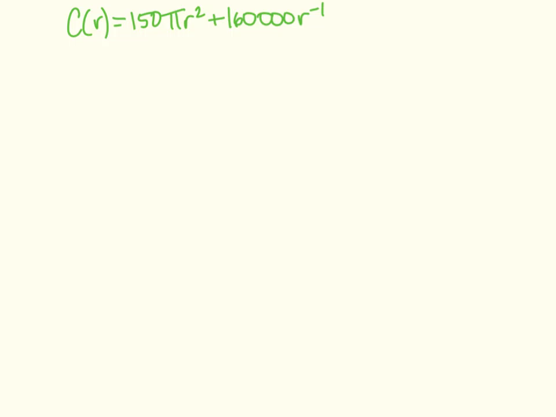Now, since we want to optimize the cost, we need to take the derivative. And remember, when you're taking the derivative of this, that pi is really just a constant. So it's just a numerical value, so we're going to treat it as that. So it's going to be 300 pi r minus, right, because we're bringing the negative 1 down, and then we're just going to get 160,000 over r squared, or r to the negative 2.